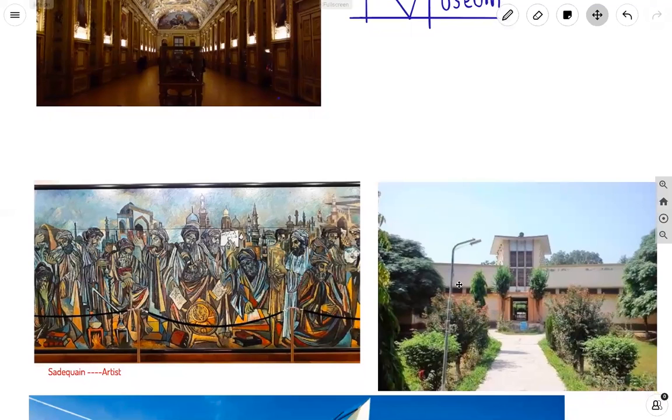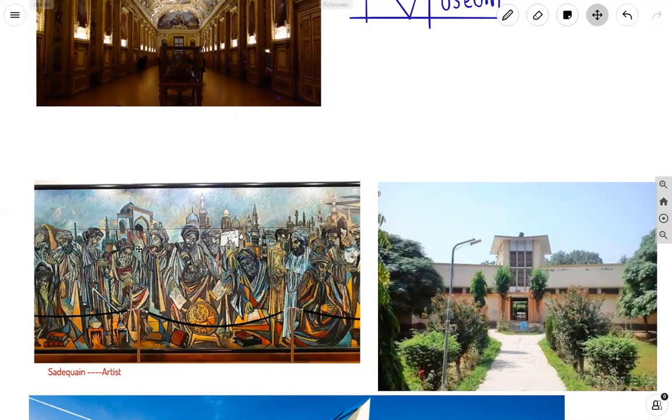On the right, you can see a building, and this is the Harappa Museum in Pakistan. And you might find that name very familiar because Harappa was one of the cities in the Indus civilization, and therefore this museum has a lot of objects and artifacts pertaining to the Indus civilization.